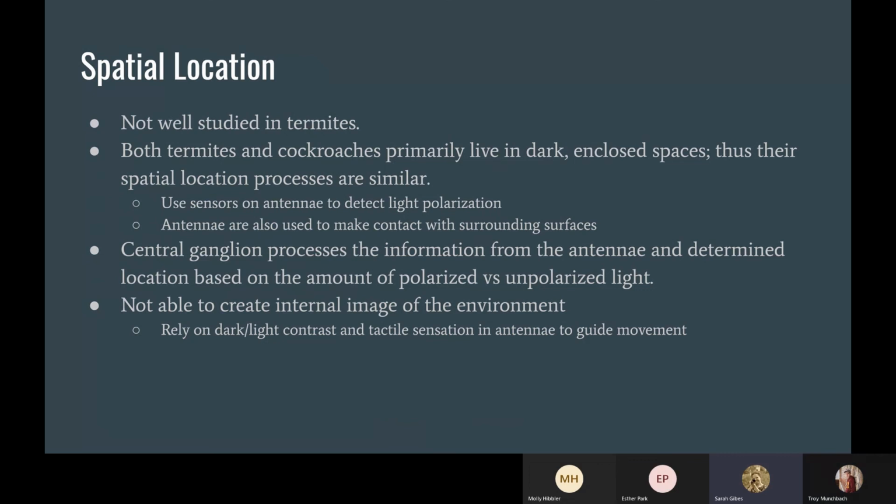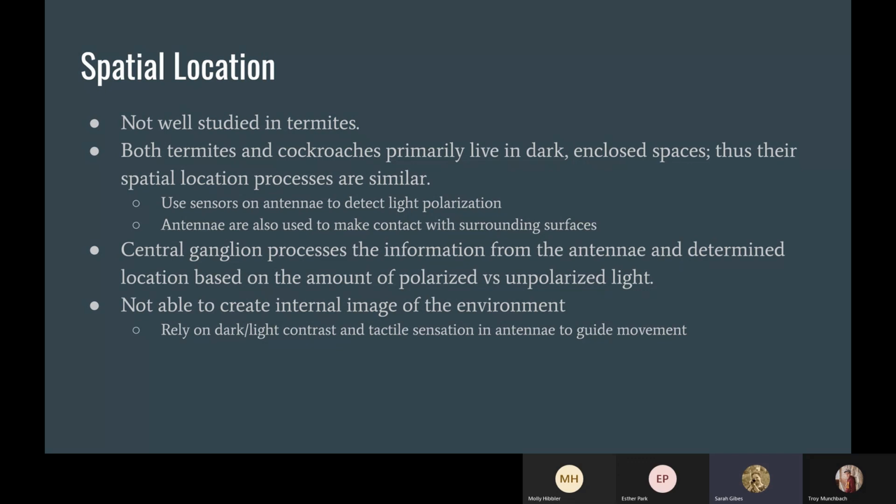Spatial location isn't well studied in termites, but we can look at cockroaches. Cockroaches use sensors in their antennae to detect the polarization of light. Their antennae are also sort of used as walking sticks to make contact with external surfaces to guide the insect. This information from the light polarization is sent to the central ganglion, which processes this information to determine the location of the insect in terms of the amount of polarized versus unpolarized light that is present, as well as based on the contact with the external surfaces.